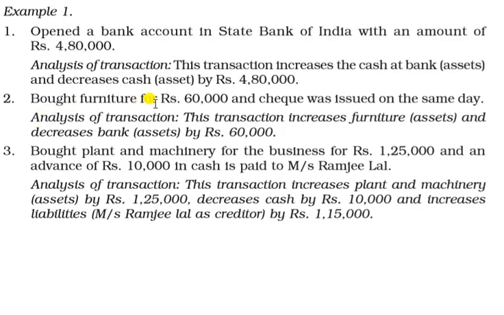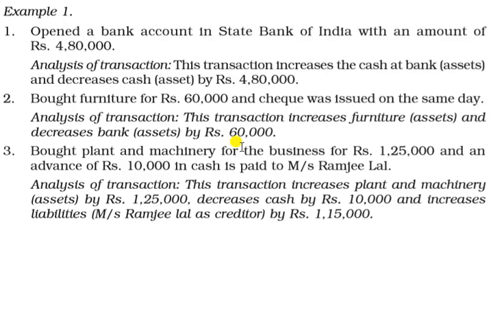Next one, bought furniture for rupees 60,000 and a cheque was issued on the same day. What are the two aspects of this transaction? Furniture, and when the cheque is issued, it comes under bank. So the analysis of the transaction: furniture is an asset and it is increasing, and the bank balance is decreasing. Bank is considered an asset, so it is decreasing. That means for every transaction there will be two aspects, and in some transactions there will be three aspects. So we have to see which is coming under assets or liabilities.